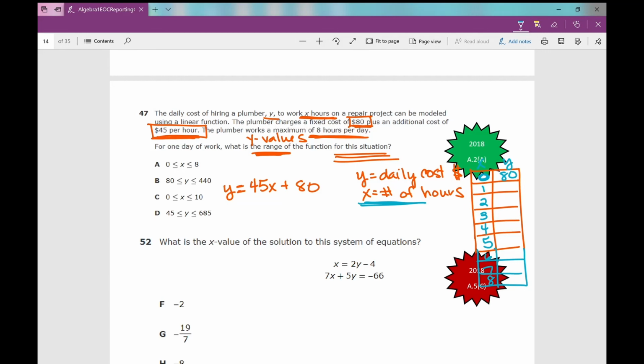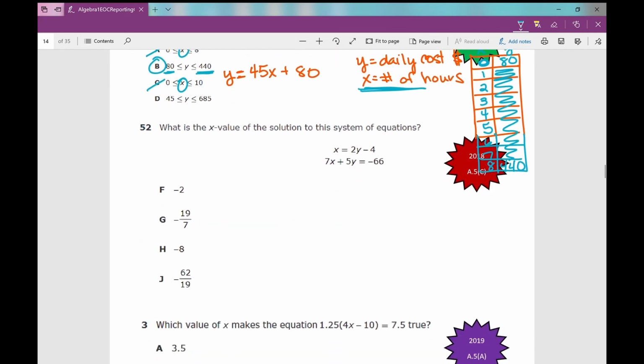Maximum. So if he works 0 hours, $80, okay? He charges a fixed cost. Plus, if he worked 8 hours, he would make $440. So that's the fixed cost of $80 plus $45 per hour. So the range in this situation would be anything from 80 to 440. So again, range is Y values. Anything we can eliminate? Sure. It's not going to be the X values, so I can eliminate A and C. Anywhere from 80 to 440, Y is in between that. Your answer is B.